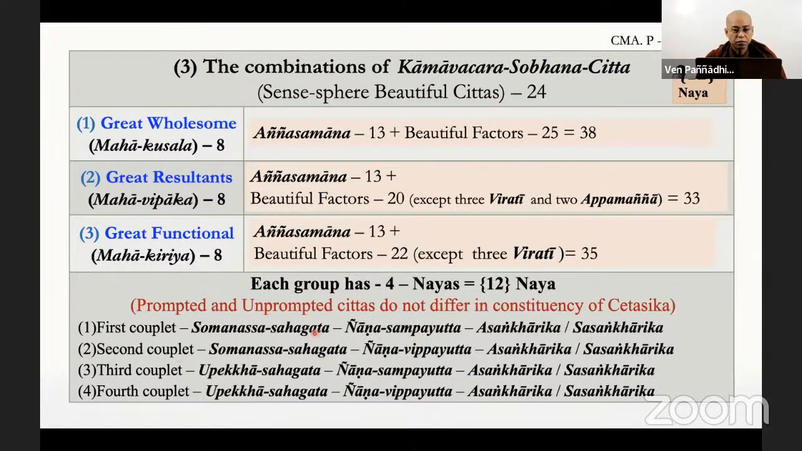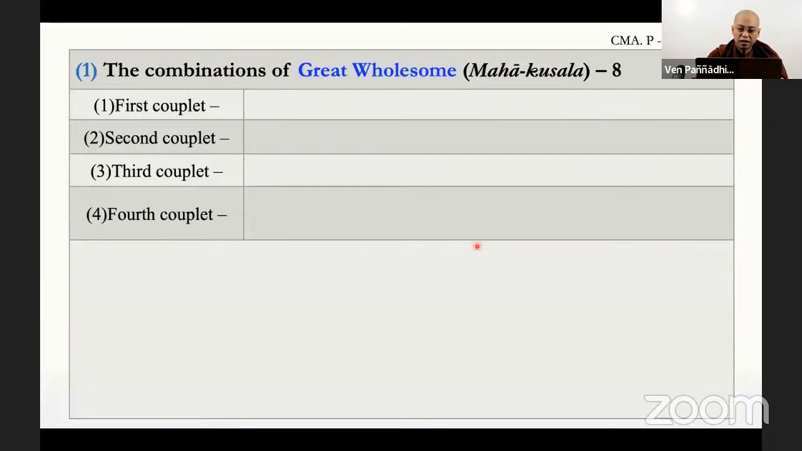The second couplet is the same, so for piti you don't need to consider the same feeling. And here, Nana Vippayutta, that's why it is dissociated from nana, so the wisdom faculty will be an exception. This is different from the first couplet and second couplet. So for the third couplet, because this is Upekkha Sahagata, the piti will not be there. And Nana Sampayutta is associated with the wisdom faculty, Nana Vippayutta is dissociated from it. So if you know this, you can count all the numbers.